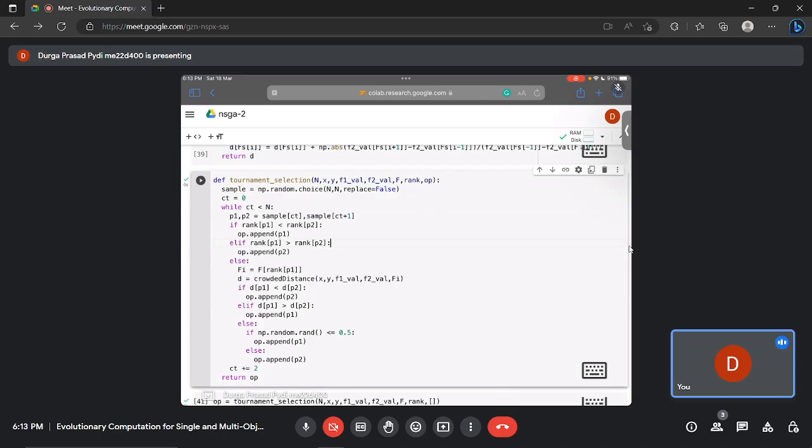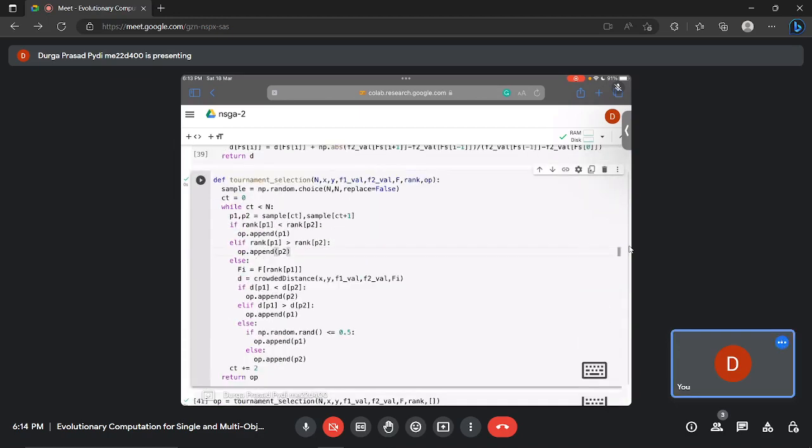If the rank of P1 is greater than the rank of P2, then you select P2. Then there is no need to calculate the distance. The distance doesn't have a meaning in the way we define it. We define it only for the same rank.